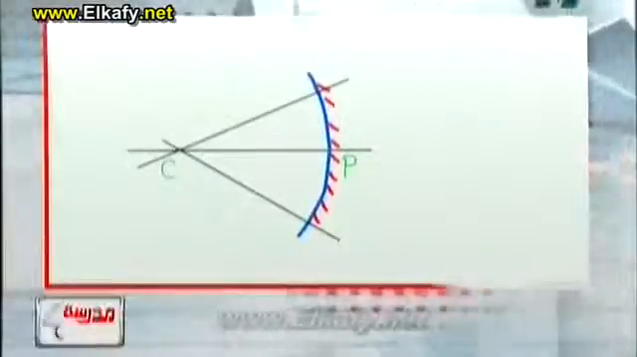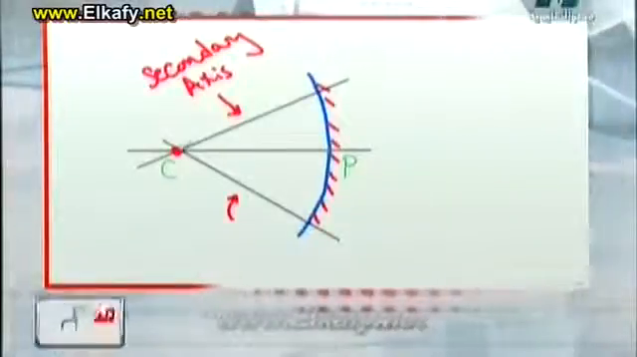We have the principal axis, the main one, and we have the secondary one. This line is called the secondary axis. So what is meant by secondary axis? Not the main one. It is a straight line from the center of curvature to any point on the mirror, except the pole of the mirror.